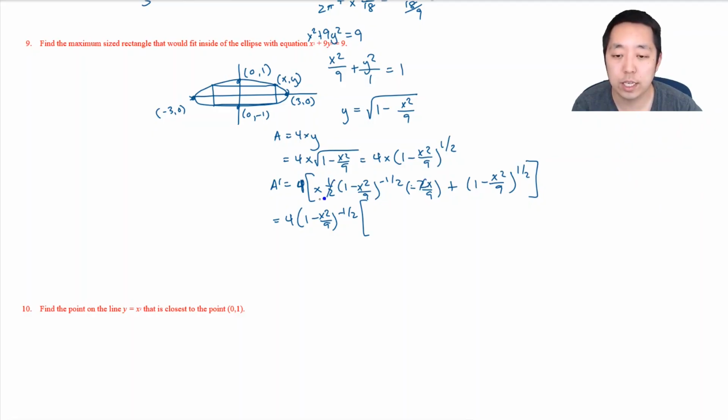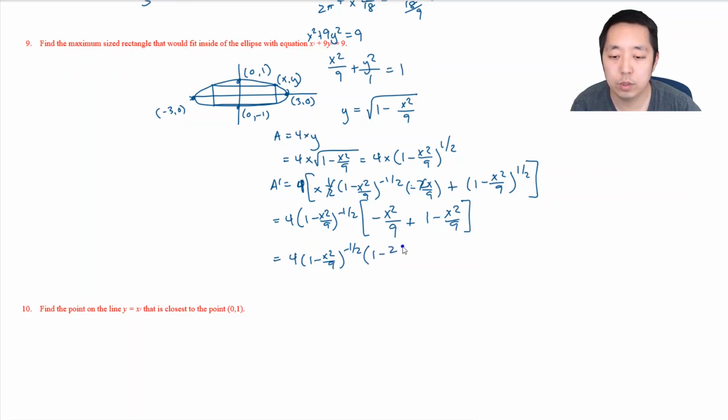This 2 is going to cancel. This is going to be negative x squared over 9, plus, pulling this out just leaves me with a 1 minus an x squared over 9. So this becomes 4 times (1 minus x squared over 9) to the negative 1/2 times (1 minus 2x squared over 9) is equal to 0. Now this is going to be on the denominator, so really this part just has to be 0 in order for the whole thing to be 0. So I'm going to have 1 minus 2x squared over 9 equal to 0.